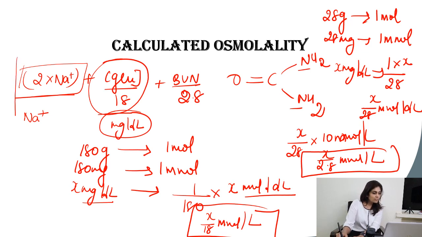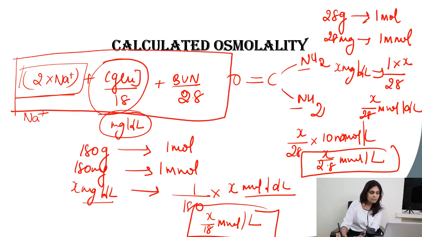So what is the formula for calculating osmolarity of serum or plasma? It is 2 into sodium plus glucose concentration by 18 plus blood urea nitrogen by 2.8. And please remember, you're going to use this formula only if glucose concentration and blood urea nitrogen concentration are expressed in milligram per deciliter.